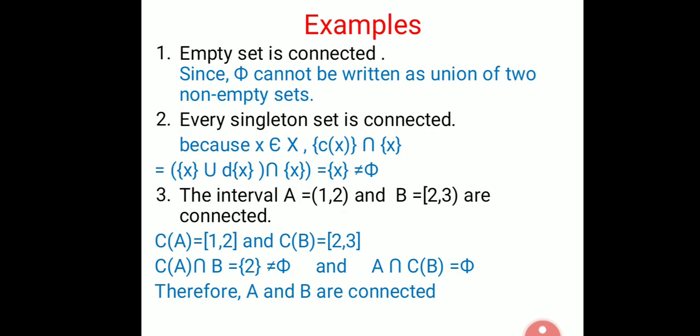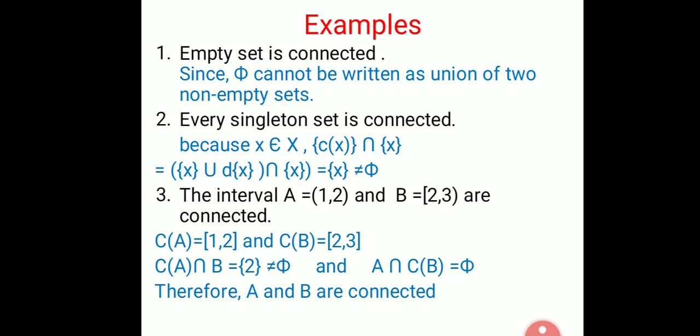Now let's discuss some examples of connected set. An empty set is a connected set. How? As we know that φ, which is an empty set, cannot be expressed as the union of any two non-empty sets, and hence we can say that the empty set is a connected set.